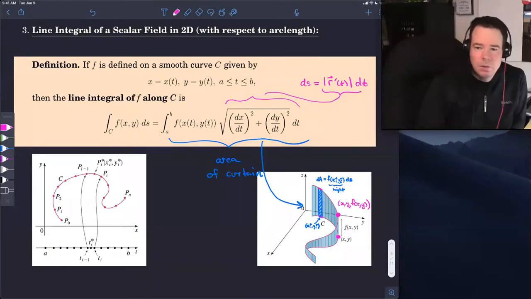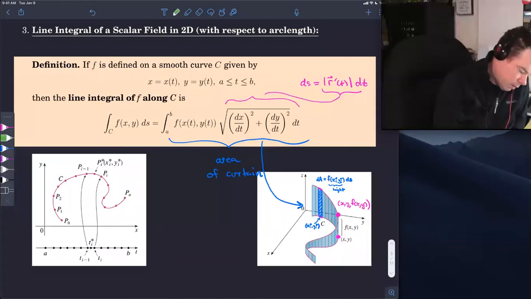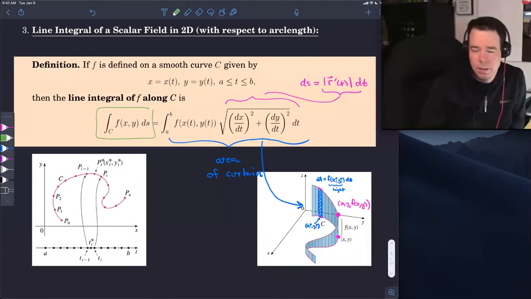So the line integral of a scalar field with respect to arc length, that's denoted by this integral here. So the integral of our scalar function, f of x y, over our curve C, and the integral is with respect to arc length ds. In order to evaluate that, we parameterize our curve with respect to some variable, in this case t, and the ds becomes basically the speed times dt. So it's the magnitude of r prime dt.